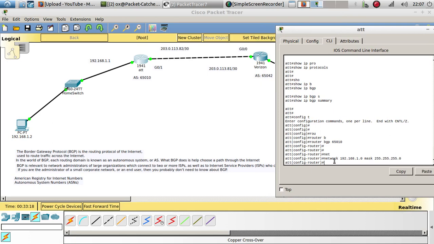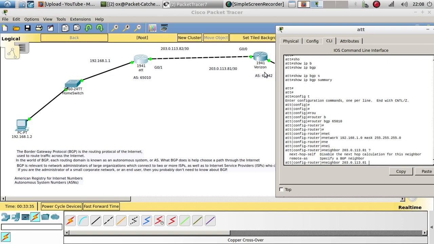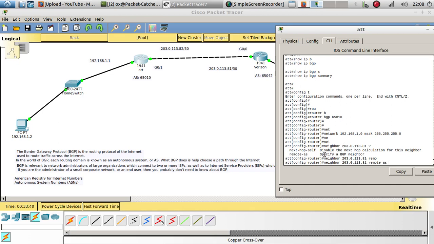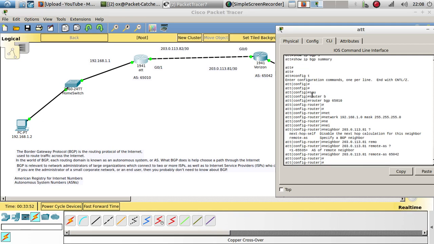Okay, so let's go ahead and do that, and we do that by configuring a neighbor, and the neighbor is going to be 203.0.113.81. Okay, and now we are going to give a remote AS, and we have to specify that BGP neighbor, and now we have to give that autonomous system that we want to connect to, which is this one over here. So 65.0.42. Okay.